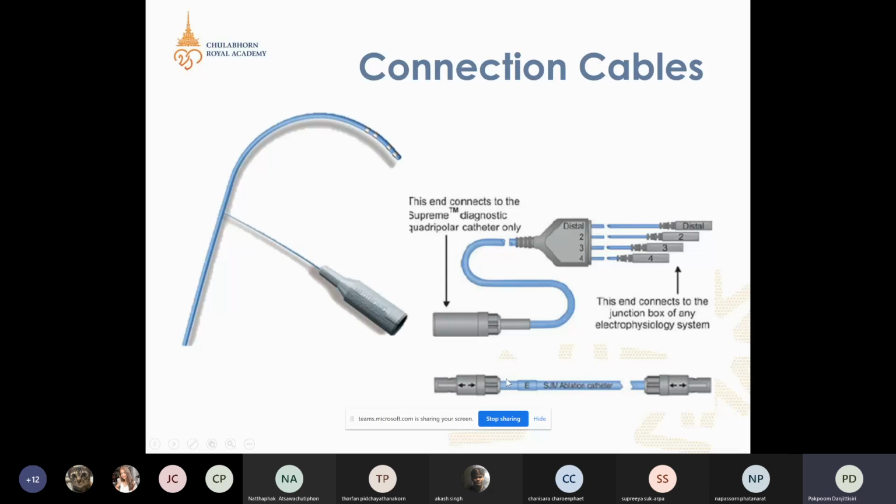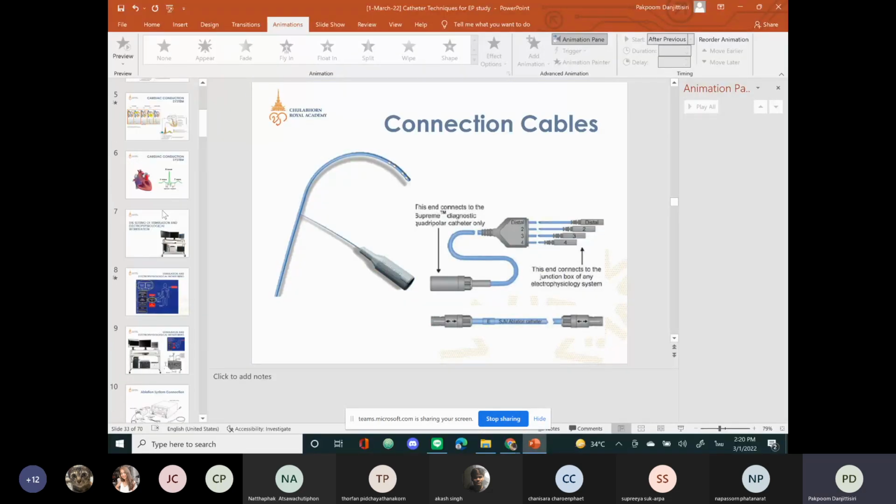The picture below is another example of an ablation cable. Let's say the ablation cable will be the direct cable to connect from the end of the ablation catheter, and another cable will connect to the ablation system. Let me show you again with this picture.